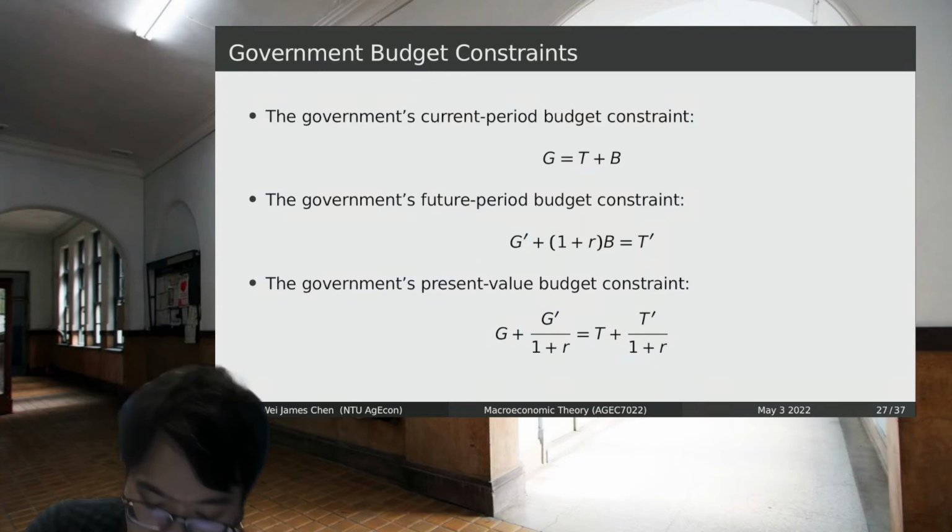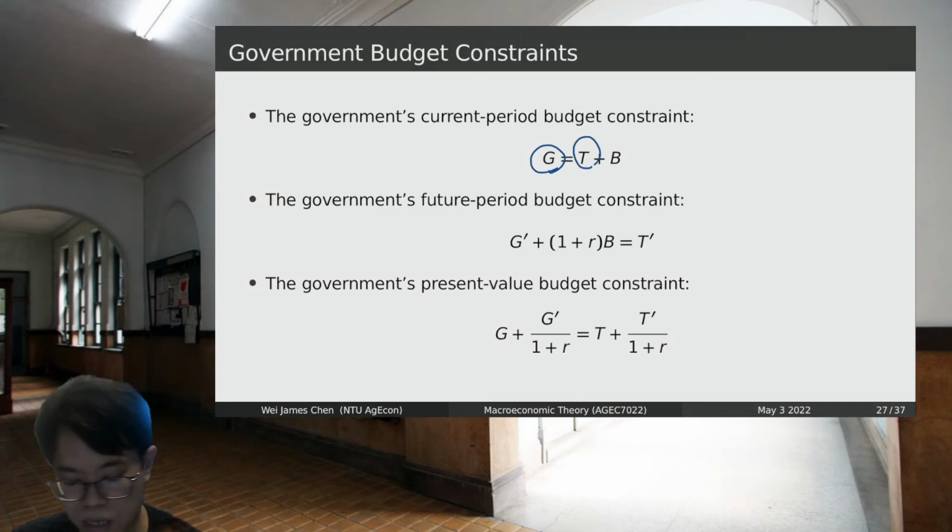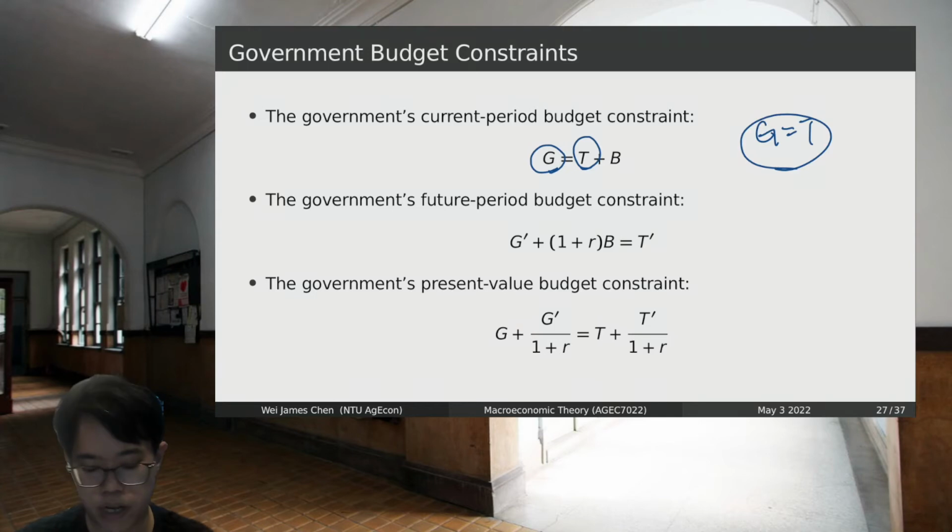Okay, now let's talk about the other agent in this model, the government. The government here is actually going to be super easy because this is not the focus of this model. The government's current period budget constraint is that it will spend, this is the government spending as usual. And how does this government spend on this government spending? It must be the case that it has collected tax, right? So it used to be G equals T. That's the budget constraint for the government.